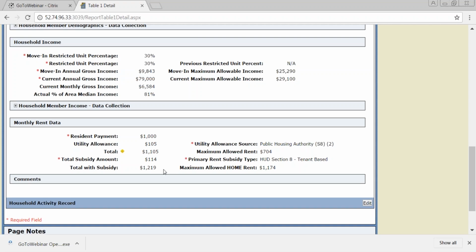So in the event that this came up on an annual report review, if I were reviewing your report, I would contact you and ask that you work with the public housing authority that provides the rental assistance, and you would need to have the contract rent decreased so that the resident payment plus utility allowance plus housing assistance payment is no more than $1,174. Any questions about that?